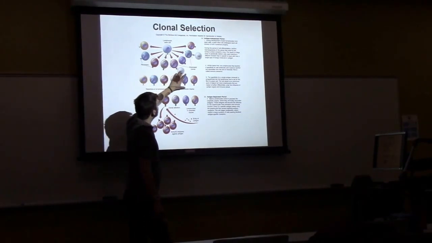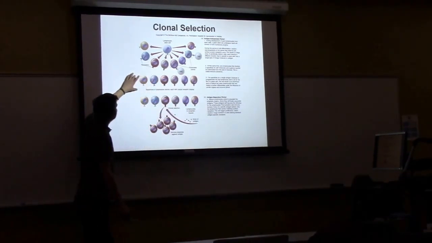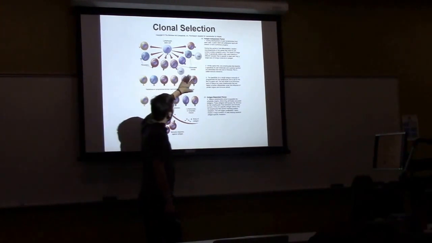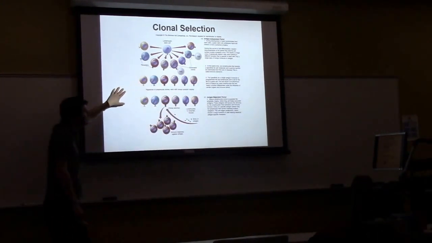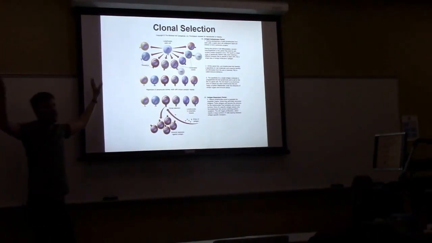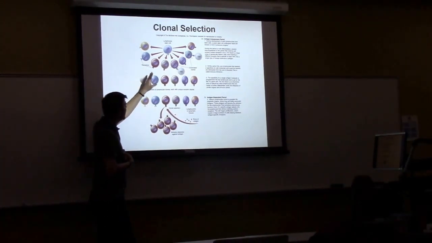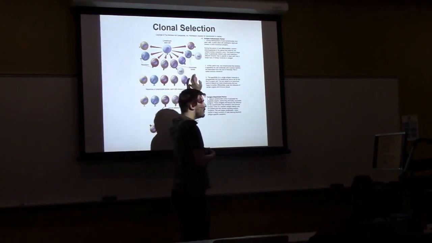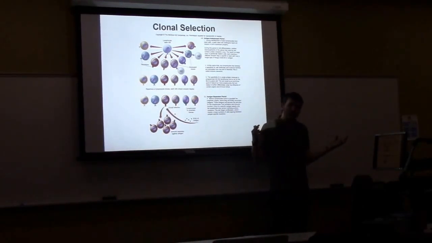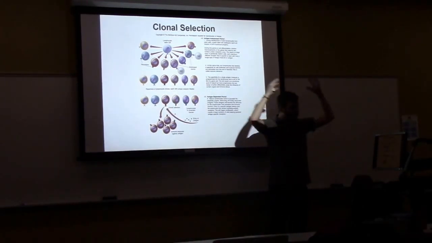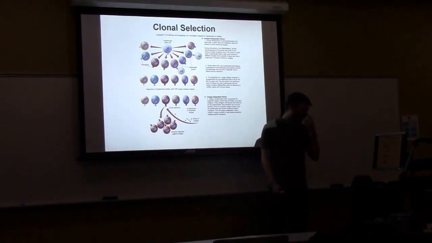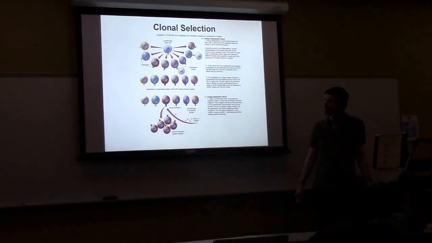Now, after this process, after this maturation, you are left with a whole bunch of B and T cells that respond to all different antigens outside of the body. Okay? And as I said, each one of these responds to their own unique antigen, but because you have billions of these cells, you then have a big, large repertoire of antigens you can respond to.